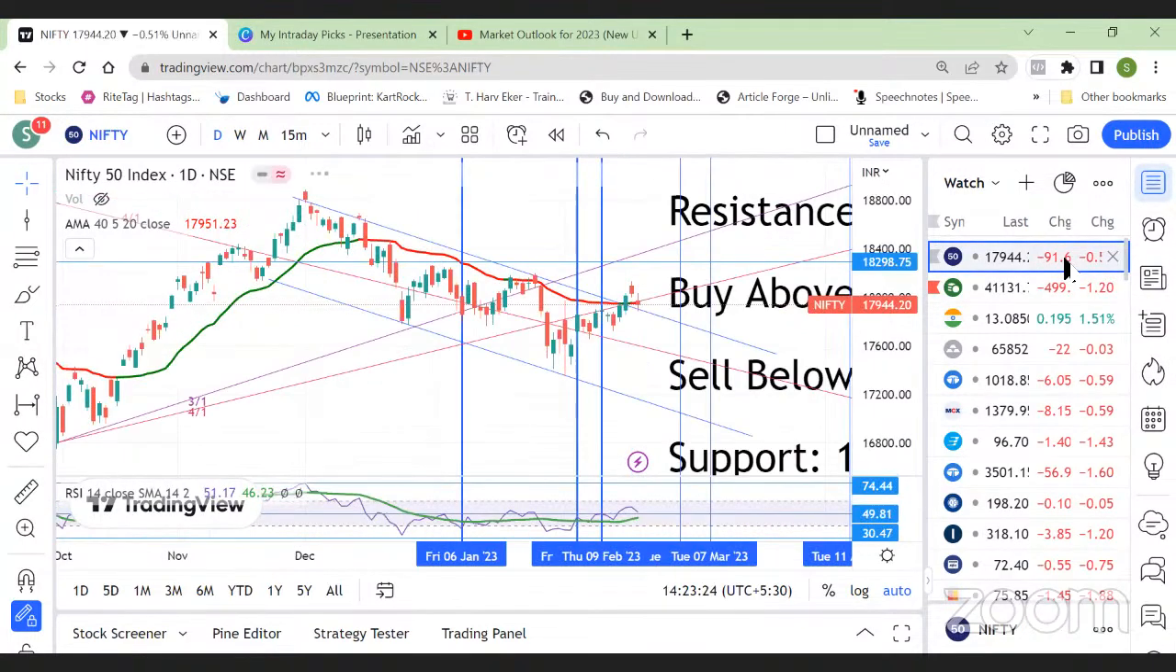Then only we will see anything substantially on the downside. Otherwise, on the upside, it is very much limited. We don't see any major movements which are possible.